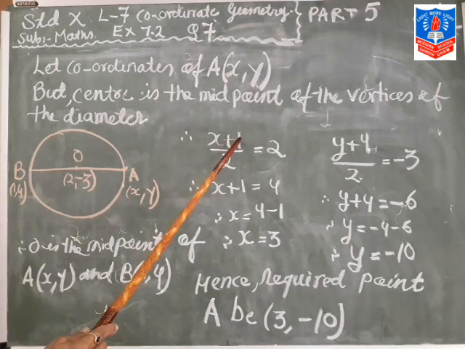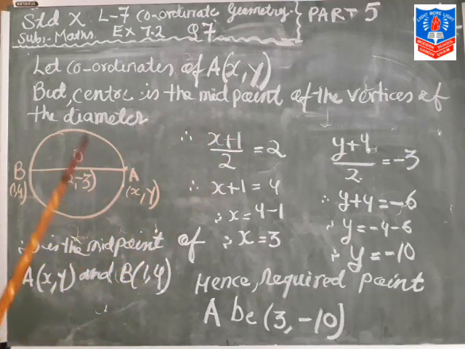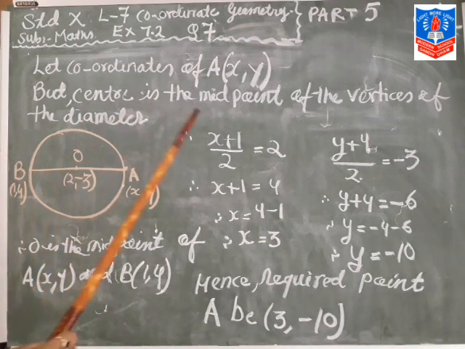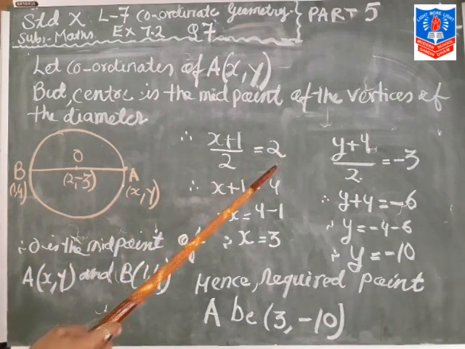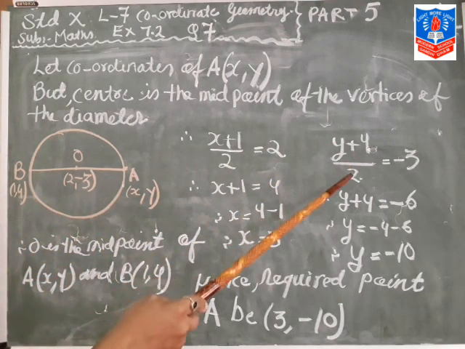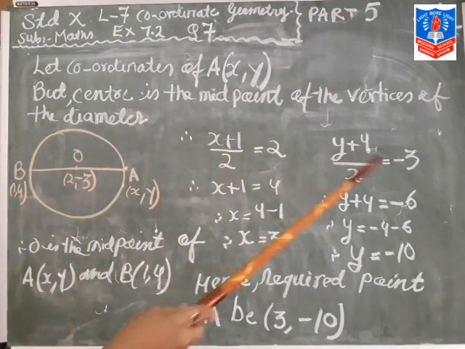Clear? So X plus 1. We know that the center is the midpoint of (x, y) and this one (1, 4). So we will write this statement. Clear? This we have to write compulsorily. Then only can we show the formula. Clear? So now we are doing that directly. (X + 1)/2 equals 2. Why are we writing 2? Because 2 is here. And here (y + 4)/2 equals minus 3.